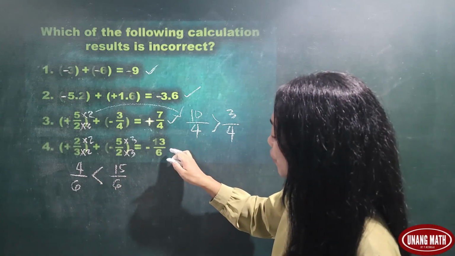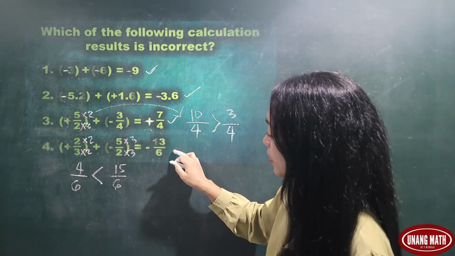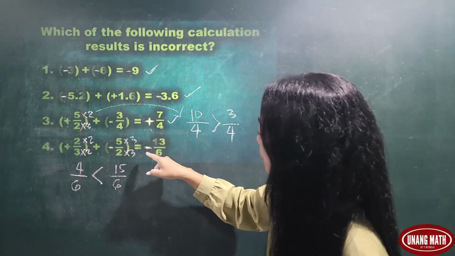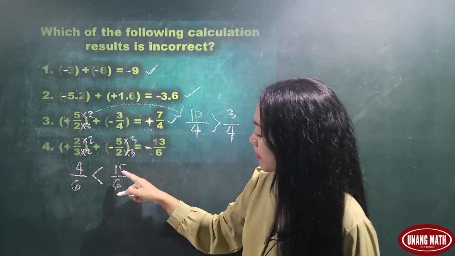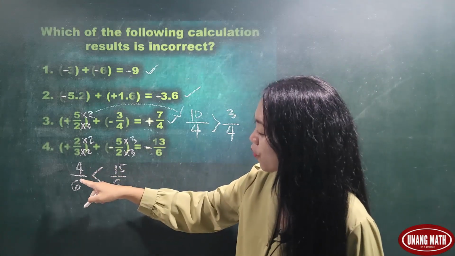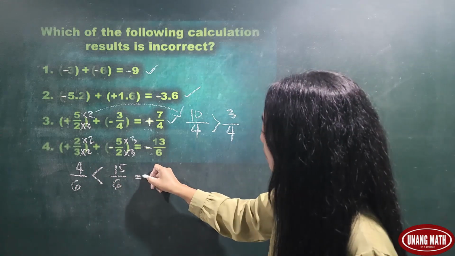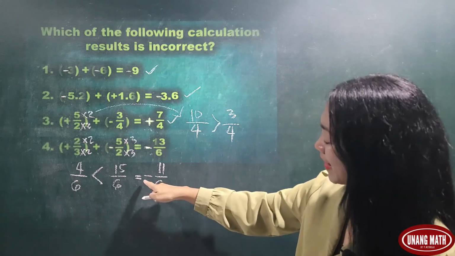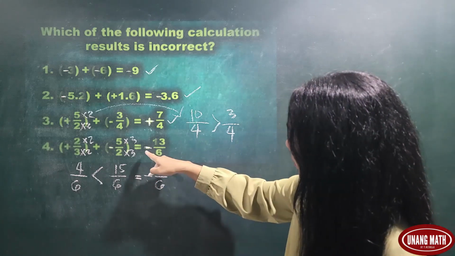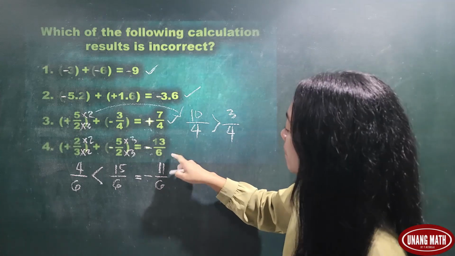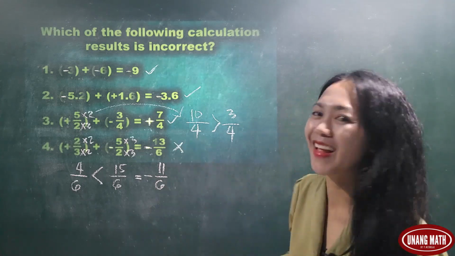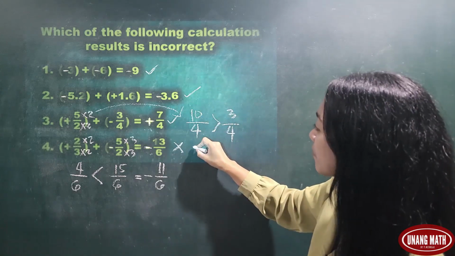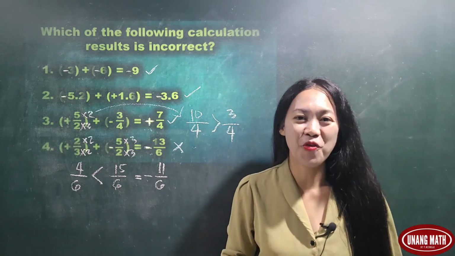So the final answer must follow the sign of the larger number. Okay, the sign of the larger number is negative. So final answer must be negative. Get the difference. 15 over 6 minus 4 over 6. Okay, it must be 11 over 6. So the answer must be negative 11 over 6. But here, negative 13 over 6. So number 4 is not correct. So which of the following calculation results is incorrect? The answer is number 4.